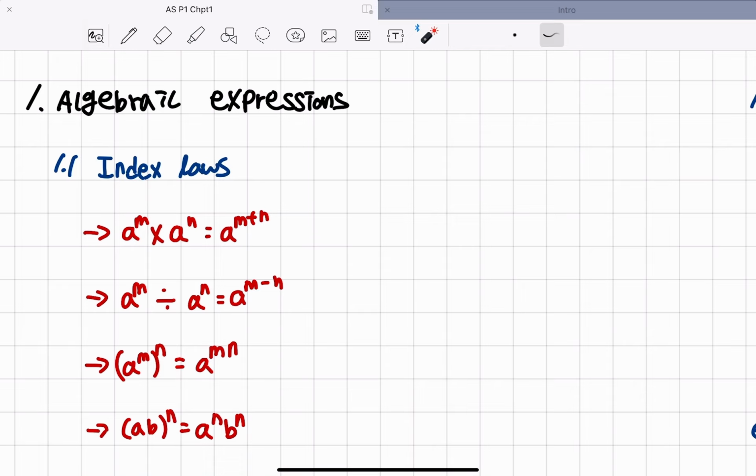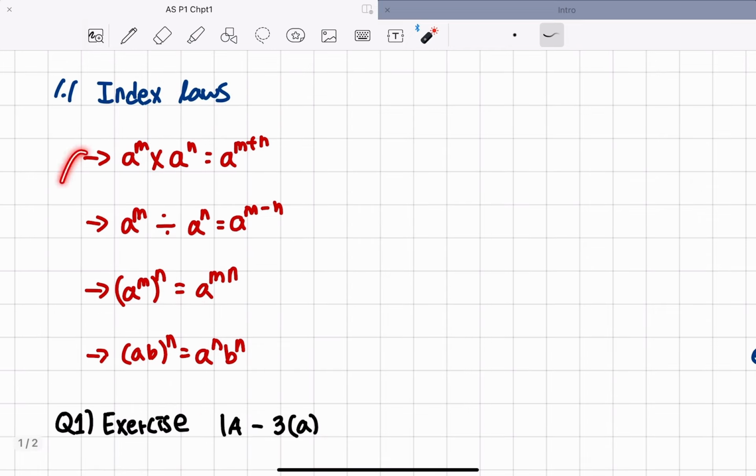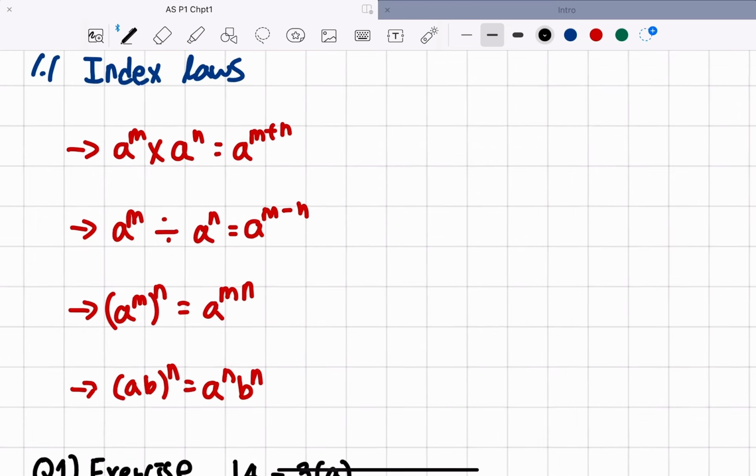And let's cover the first one. The first one we need to cover is about the index laws. To define, laws are kind of rules, right? And these are the four basic laws that we always need to remind ourselves of to solve the questions. So the first one is a to the power of m times a to the power of n equals a to the power of m plus n, right?